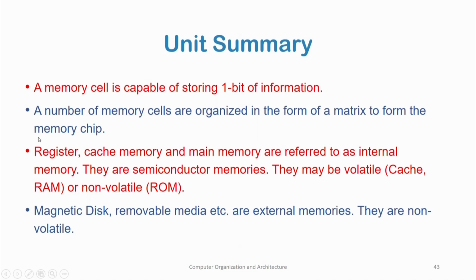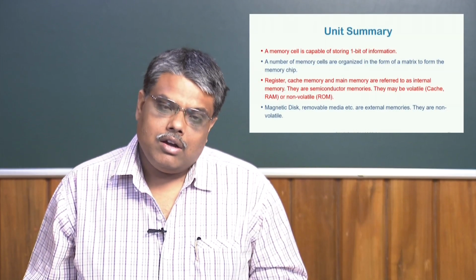With this we come to the end of this unit. In summary, what we studied in the unit is as follows. A main memory cell is capable of storing 1 bit of information. A number of memory cells are organized in the form of a matrix to form the memory chip. Register, cache memory and main memory are referred to as internal or inboard memory. These are semiconductor memories. They may be volatile, for example caches and RAMs, or non-volatile in the case of ROM. Magnetic disk, removable media, etc. are external memories, and they are non-volatile.